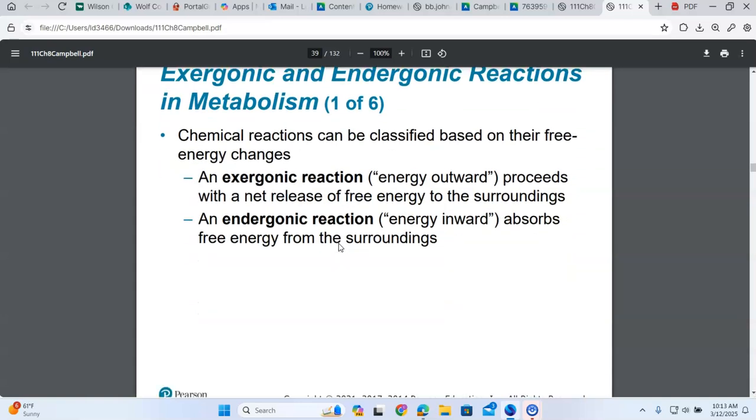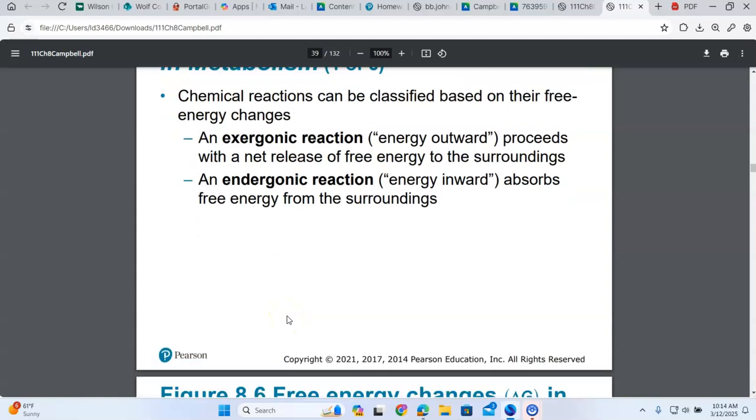You do need to know that some chemical reactions are exergonic. That means that these are your breakdown reactions like cellular respiration. They release energy to the surroundings. And some reactions are endergonic. They require energy from the surroundings. So an exergonic reaction would be cellular respiration, and an endergonic reaction would be photosynthesis.